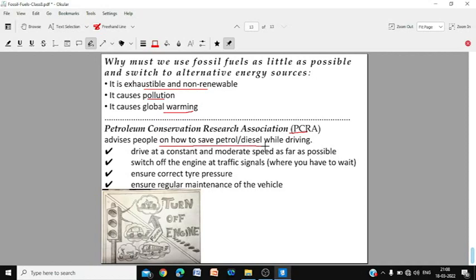The Petroleum Conservation Research Association, PCRA, advises people on how to save petrol and diesel while driving. Drive at a constant and moderate speed. Switch off the engine at traffic signals or where you have to wait. Ensure correct tire pressure, neither too high nor too low. And ensure regular maintenance of the vehicle. A well-maintained vehicle always consumes less fuel.